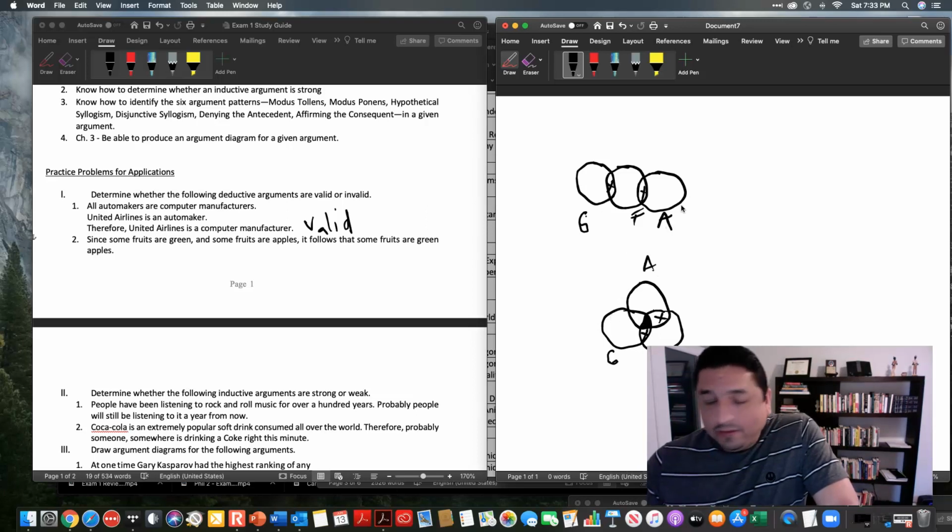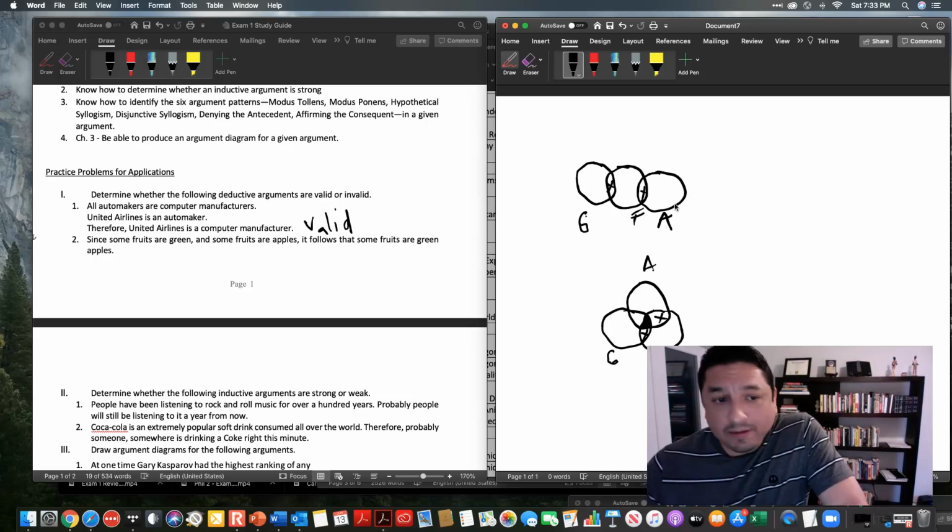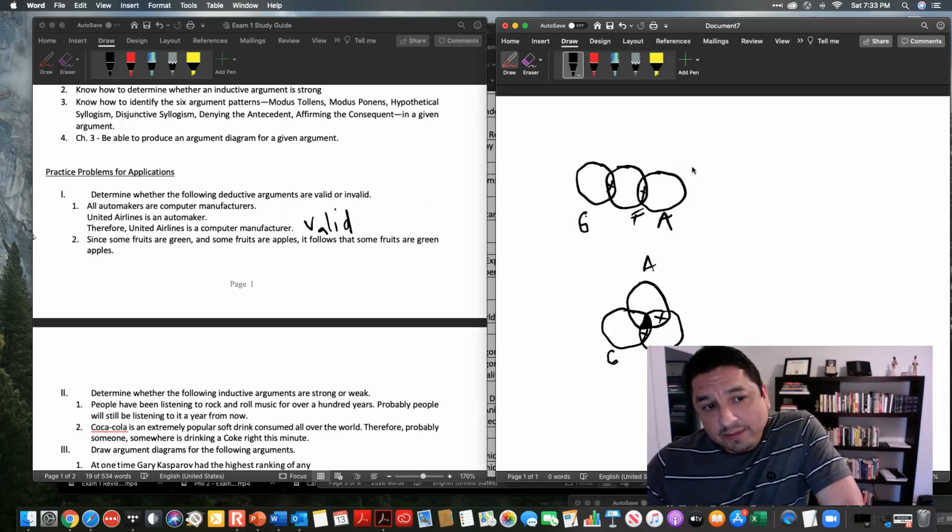You can also think of it intuitively, right? You don't necessarily need to draw these diagrams. This is just a way of doing it, but you can think intuitively. Look, some fruits are green, right, and some fruits are apples, right? Those are the two premises.